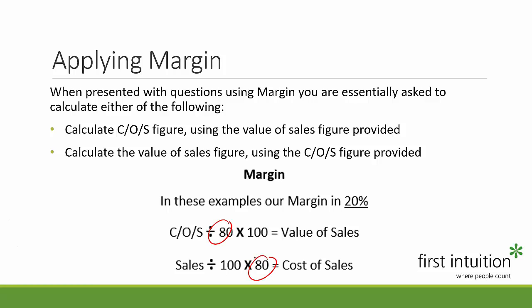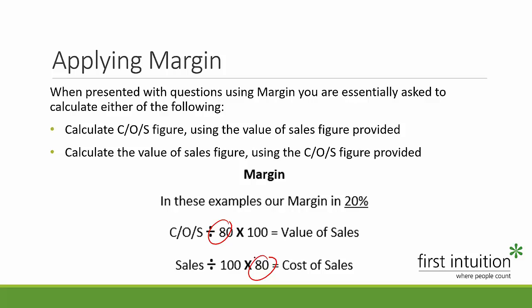So for cost of sales, we're going to divide that by 80, times it by 100. That will provide us with our value of sales. And then let's flip it. To calculate our cost of sales, we're going to take the sales figure, divide it by 100, and multiply that by 80.